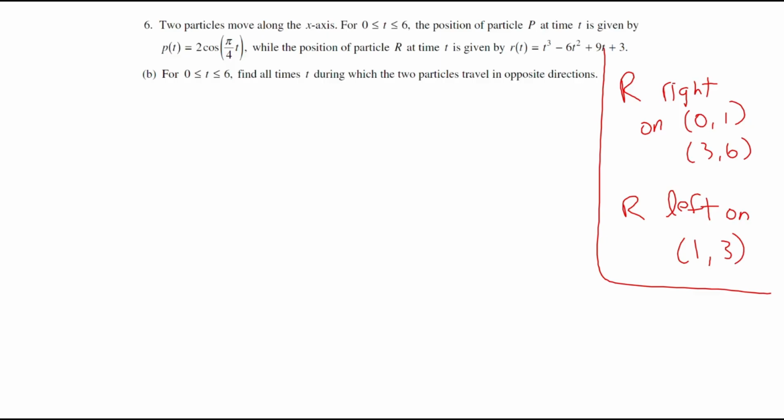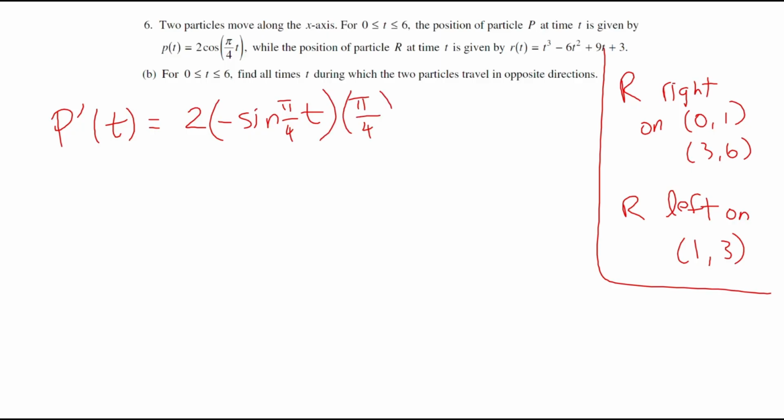So to determine the direction of particle p, we need its derivative, p prime of t. The derivative of 2 cosine pi over 4t: well, the derivative of cosine is negative sine. So we're still going to have that 2, and we're going to have negative sine pi over 4t, and then times the derivative of the pi over 4t, which is pi over 4. So what we end up with is negative pi over 2 times the sine of pi over 4t. And we want to know, when does this equal 0?